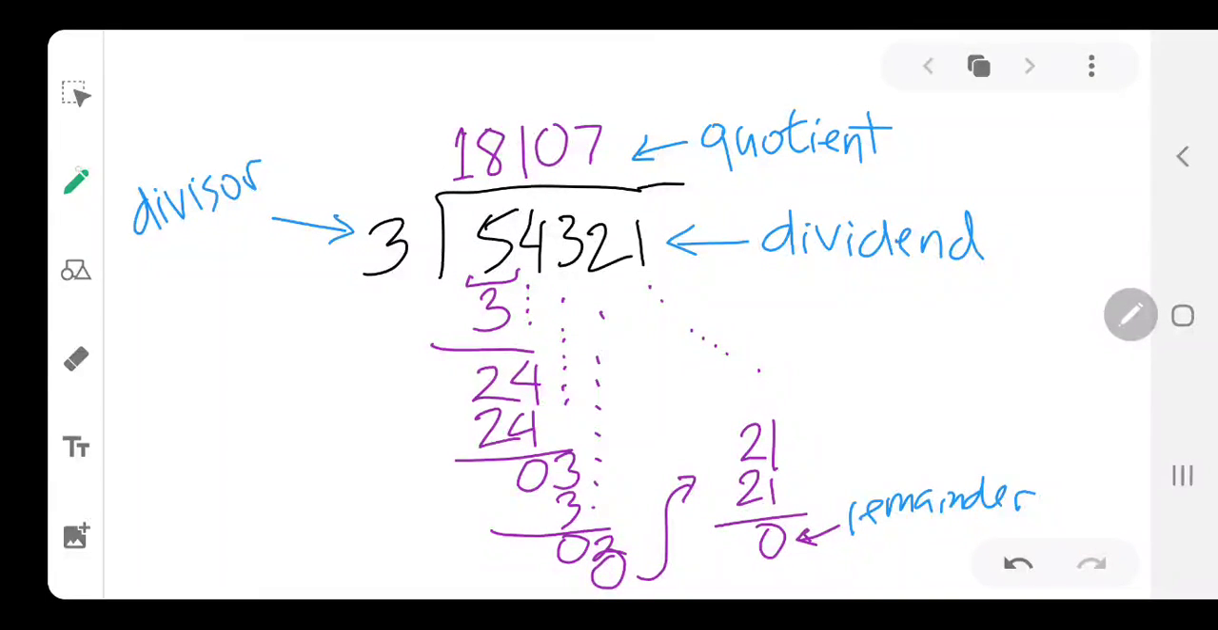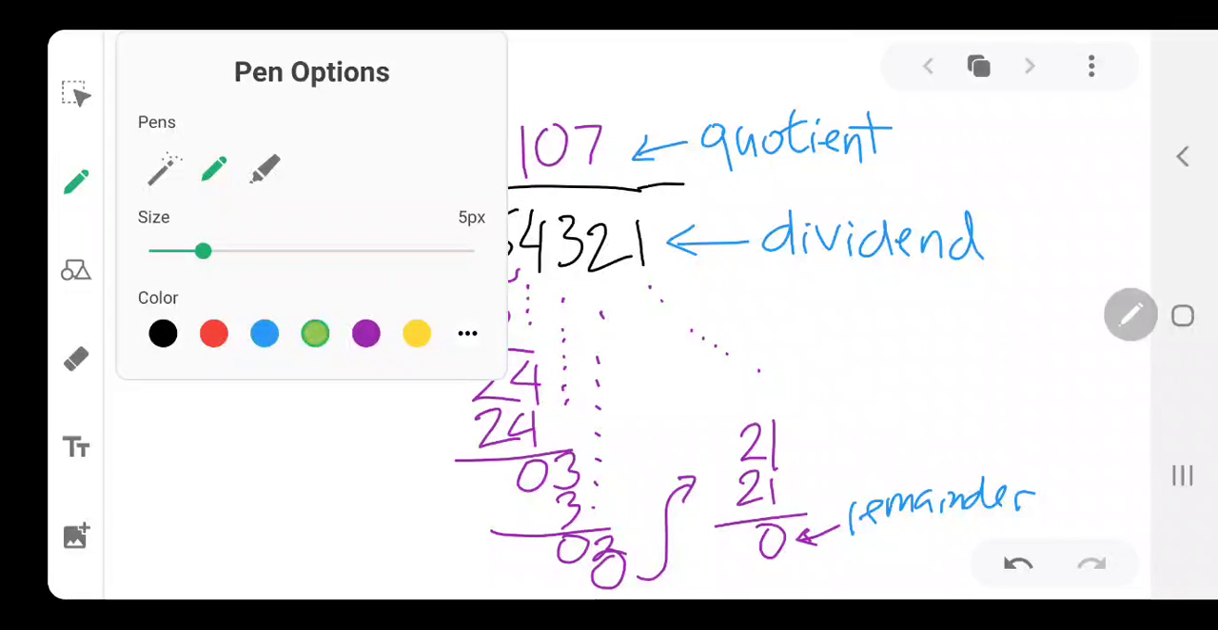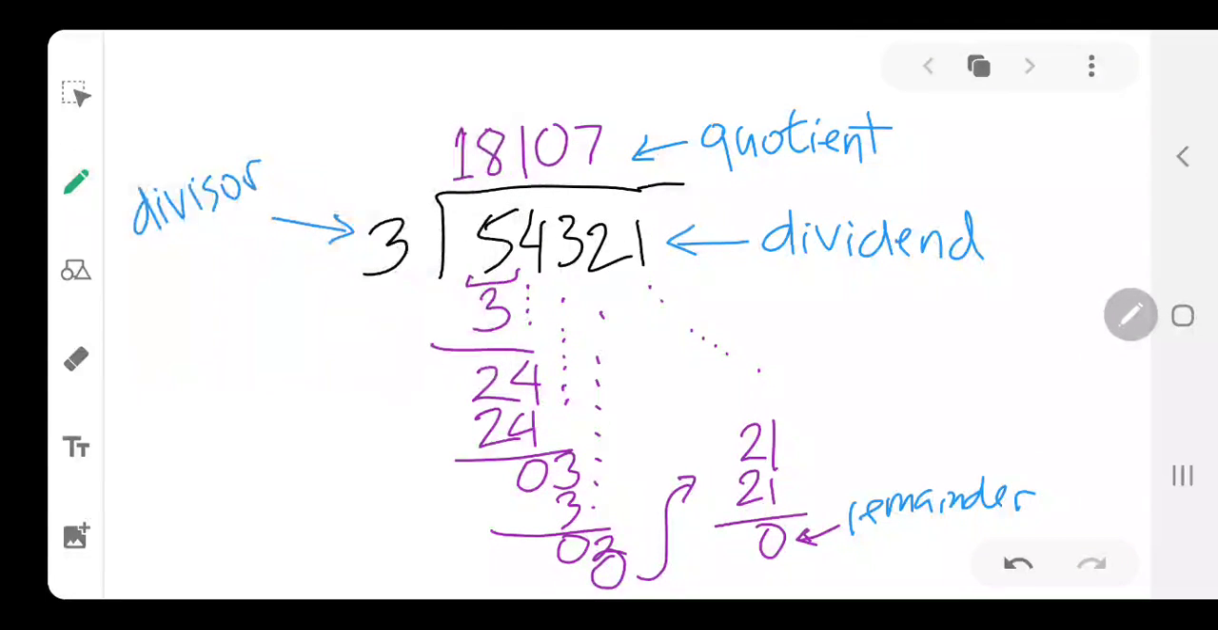Okay, and we can double check. Let's double check to see that we have the correct quotient, the correct answer. And the way we do it is by multiplying the quotient, 18,107, times our divisor, and that should give us back our dividend.